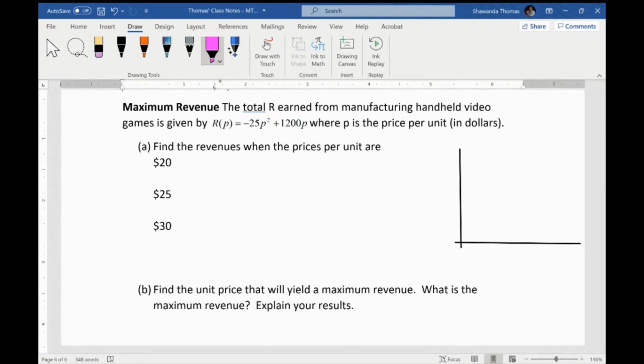Like find the revenues when the prices per unit are $20. So where are we going to plug the 20 into? R or P? P. All right? Because it's telling us prices per unit are. So P is the price per unit. Here's how we're going to write this. R of 20 equals negative 25 times something squared plus 1200 times something. So all we're doing is evaluating like you normally evaluate. That's all we're doing.